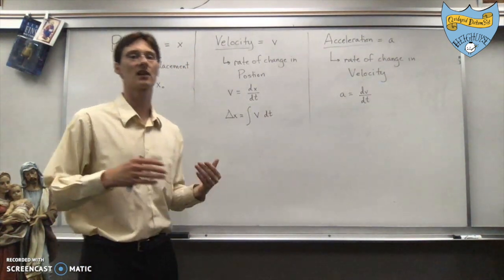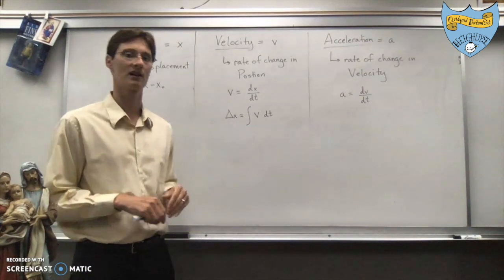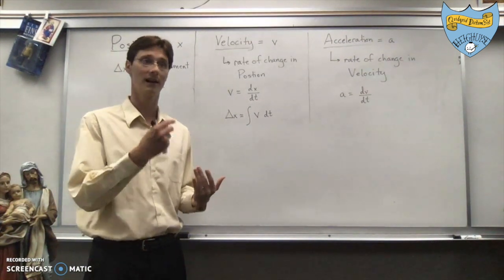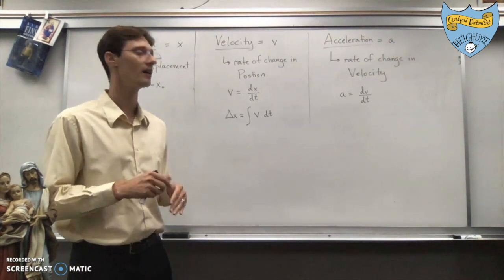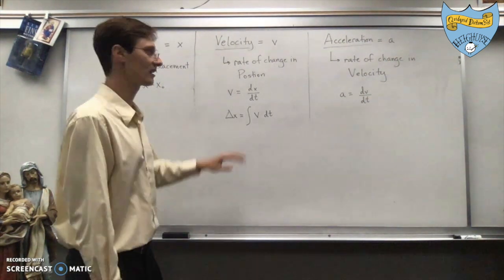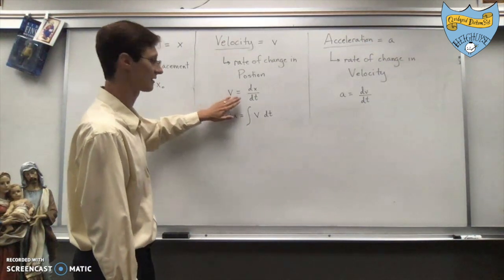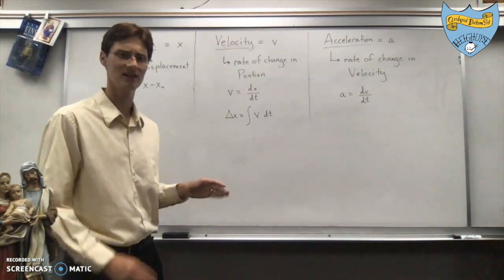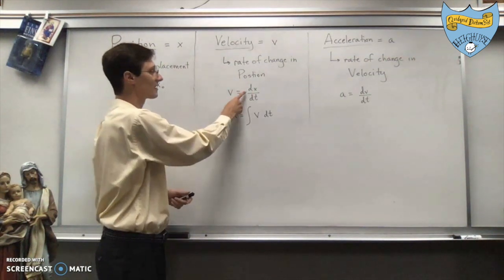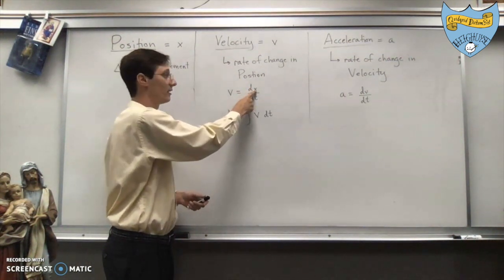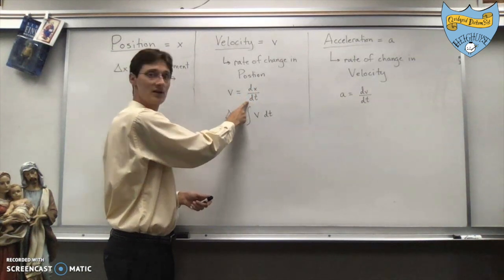All right, velocity is the rate of change in position. The units for velocity are always meters per second because a velocity is telling you how quickly your position changes with respect to time. In calculus terminology, that's represented like this: v equals dx dt. What does that mean? Well, x would be position. When you see this, it means the derivative of position with respect to time.